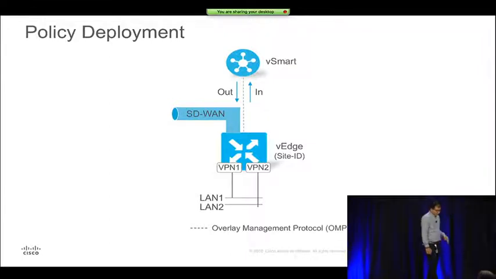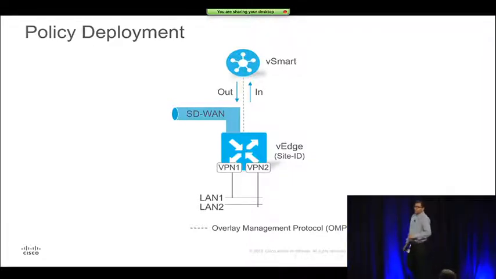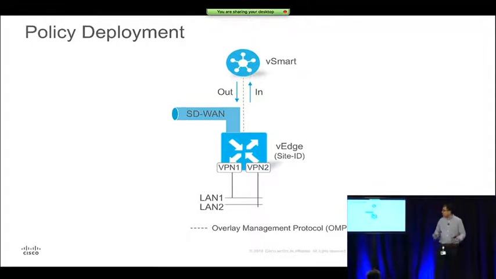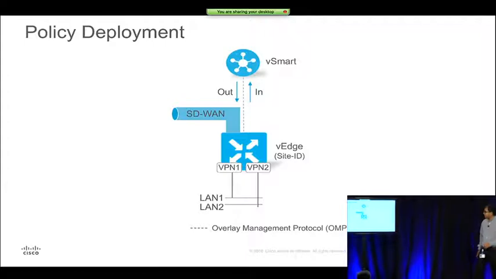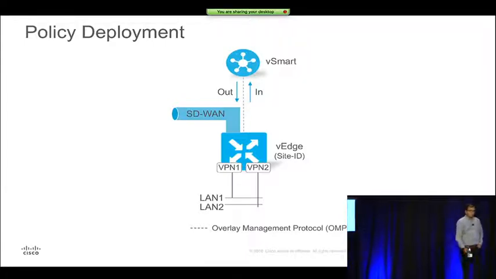Now, after we configure the config template, the next part we're going to invest some time on is how the policy deployment or the centralized policy works with the Viptela solution. So in this example, what I'm showing is we got the SD-WAN connection on the top. I got the service-side VPNs, VPN 1 and VPN 2 as an example. vEdge is actually part of a site ID, and it has communication to the vSmart through the control plane connection that it has already established.